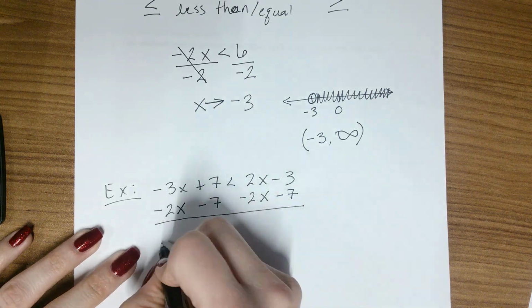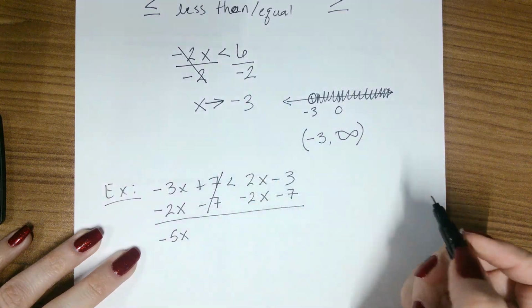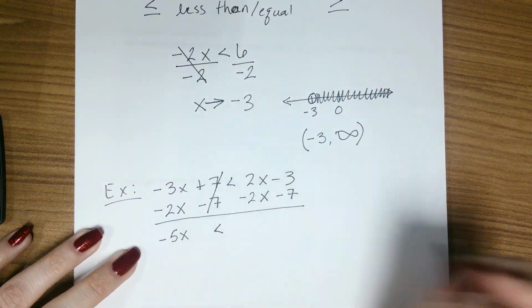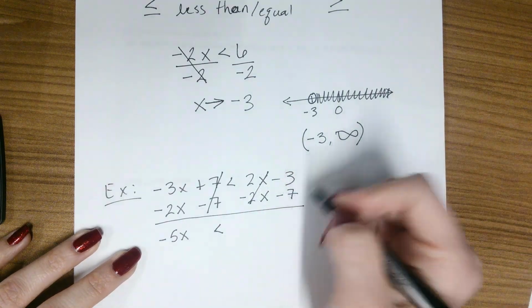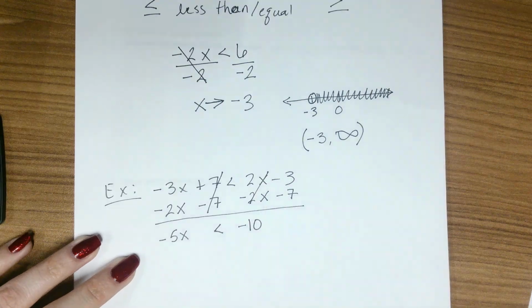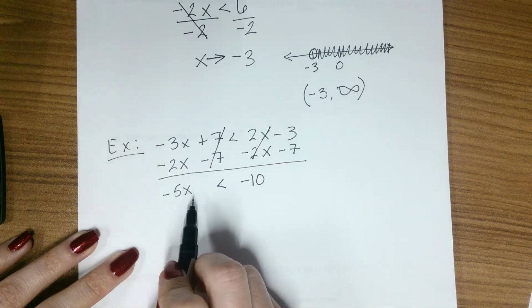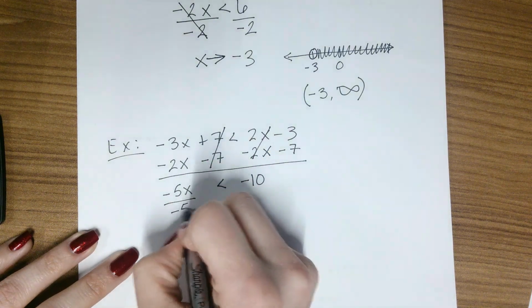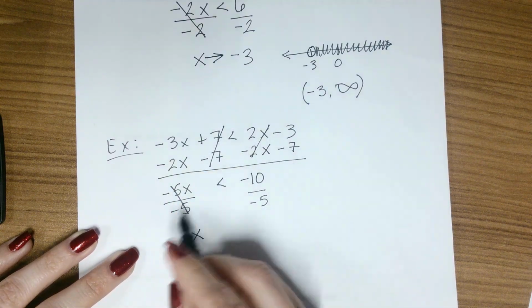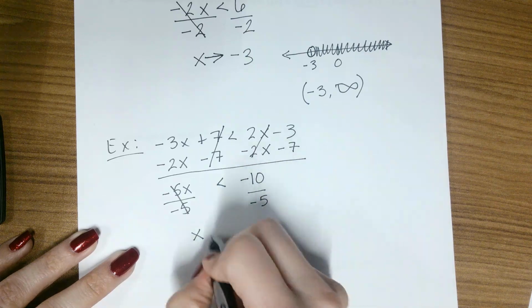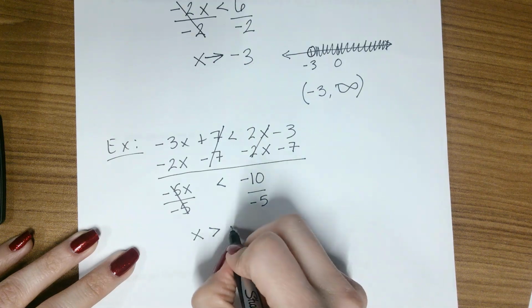So negative 3x minus 2x gives me negative 5x. 7 minus 7 is 0, so that cancels out. Bring down my inequality symbol. 2x minus 2x is 0, so that cancels out. And negative 3 minus 7 is negative 10. And now to get x all by itself, I see that negative 5 is being multiplied to x, so I'll divide both sides by negative 5. And since we divided by a negative, like we saw above, that does flip my inequality symbol the other direction. And negative 10 divided by negative 5 is positive 2.